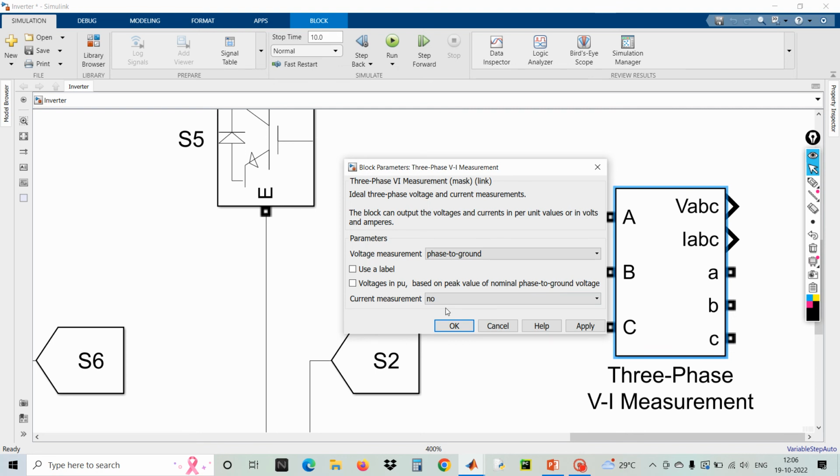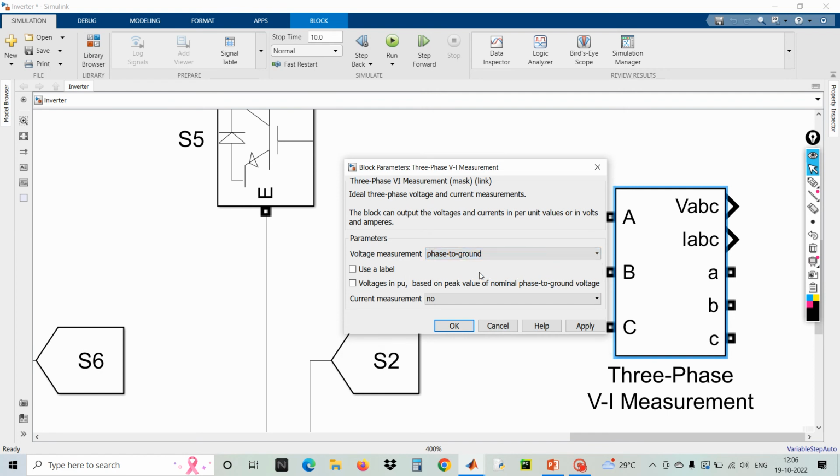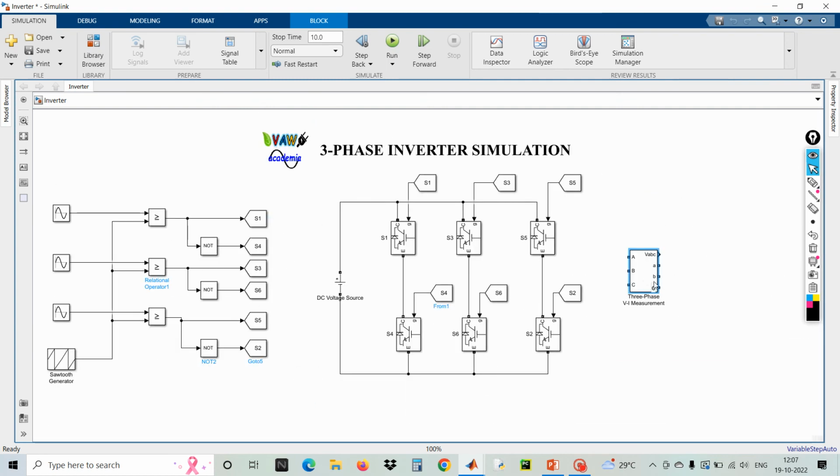Because I don't want to measure the current, I'm fixing current measurement as no. If you want to measure the phase voltage, you can go with phase to ground. If you want to measure line voltage, you can go with phase to phase. So both are possible. You can measure both line voltage as well as phase voltage. In this case, I'm going to measure only phase voltage, phase to ground. I'm applying it. Automatically this I ABC will go off. So now you can easily connect each phase's leg.